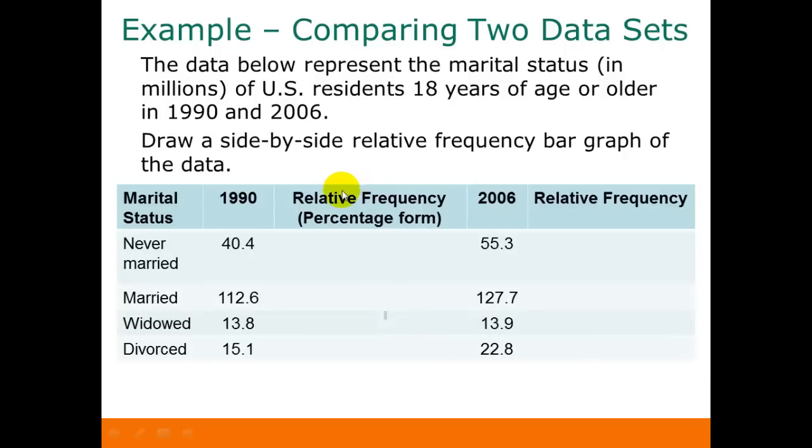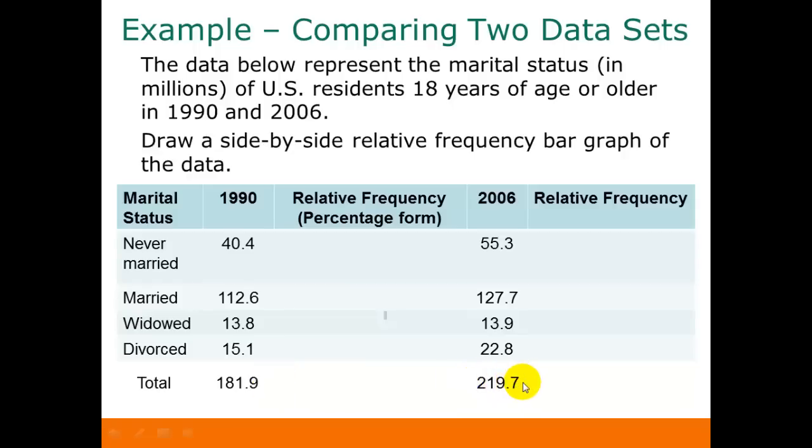So in order to draw a relative frequency bar graph of this data, we need our relative frequencies. So first, before we can draw the bar graph, we need to get the relative frequency distributions for both of these 2 years. So again, the first thing we need in order to calculate relative frequencies is the total of all the frequencies. So the total for 1990 is 181.9, and the total for 2006 is 219.7.